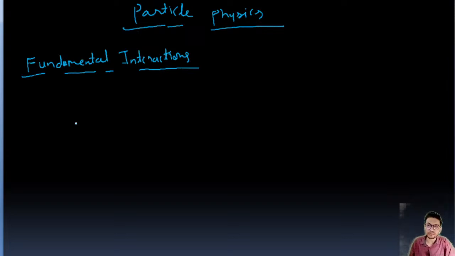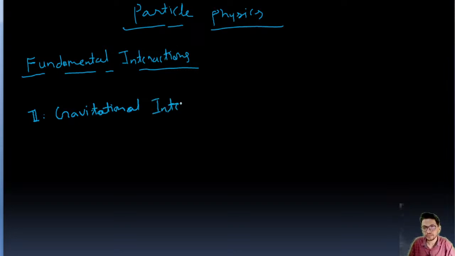So there are 4 types of fundamental interactions, which we are going to study. The first one is gravitational interaction, then electromagnetic interaction, strong interaction, and weak interaction. So we'll start with the first one, gravitational interaction.